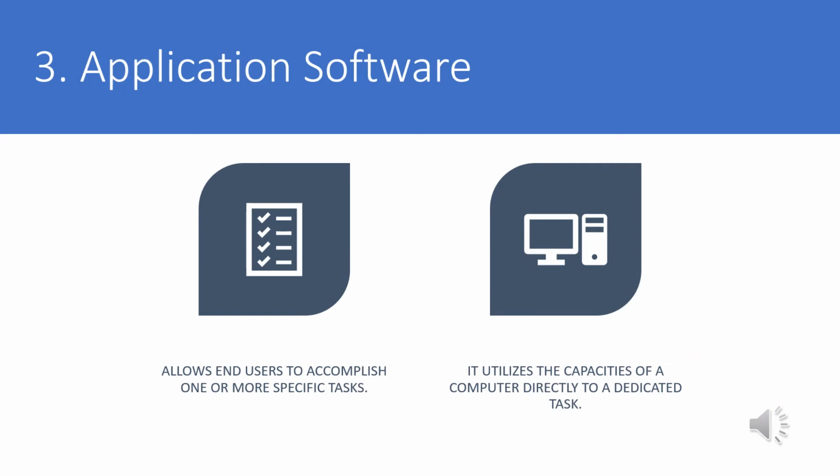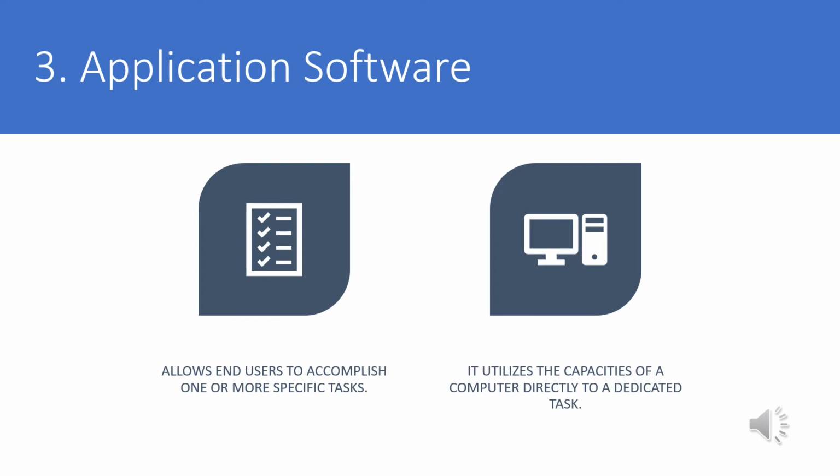The last of the three is application software. This is very important. Application software allows end users to accomplish one or more specific tasks. It will help them to perform one or more tasks. Application software utilizes the capacities of a computer directly for a dedicated task.